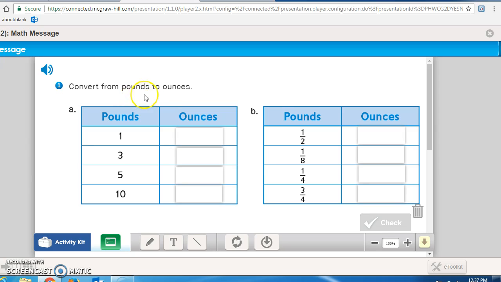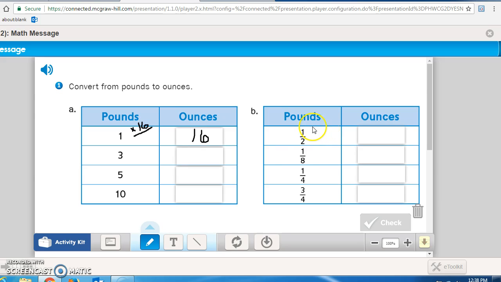Converting from pounds to ounces. There are 16 ounces in a pound. So if I have 1 pound, what did I do to get my ounces? I multiplied by 16. So if I write this rule here, then I know from here on out, that's what I'm going to have to do to figure out my ounces. I'm going to take 1 times 16 to get 16. And of course, again, 3 times 16 is what? 5 times 16 and 10 times 16.